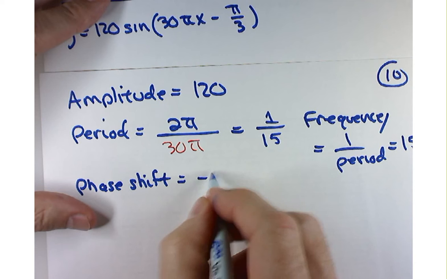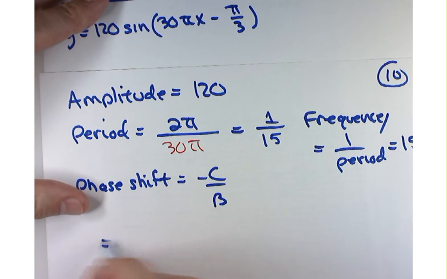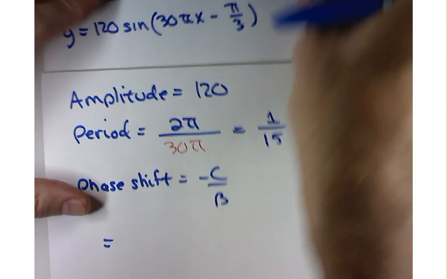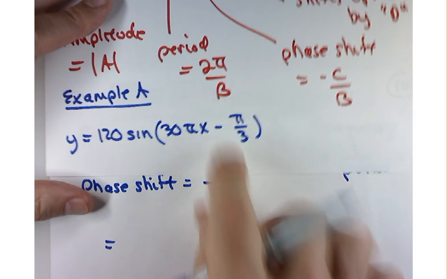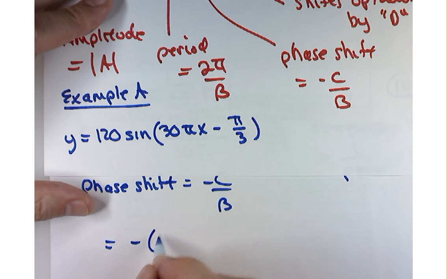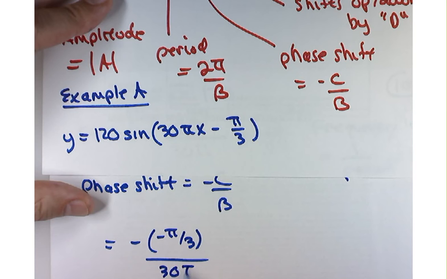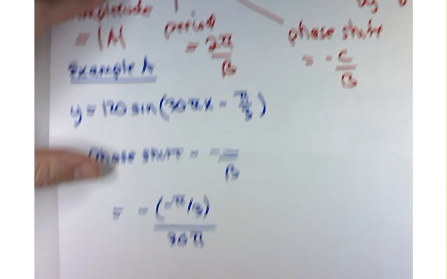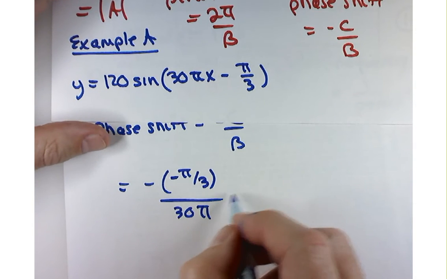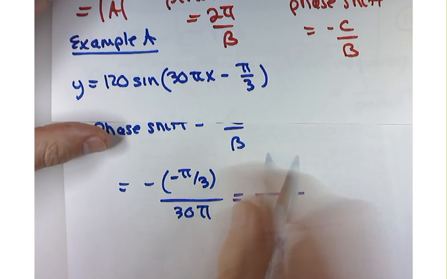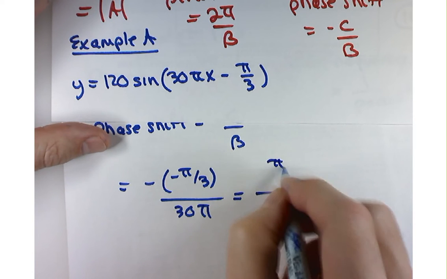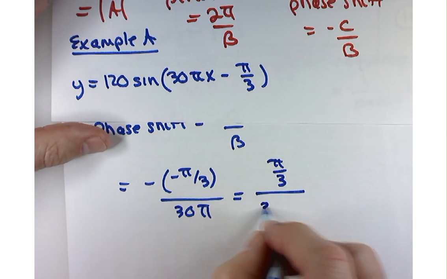So the phase shift is going to be negative c over b. Well, what's c for us in this case? C is going to be negative pi over 3. So I'm going to have a double negative that's going to cancel, divided by b, which is 30 pi. Yep, 30 pi. Let's get rid of the double negatives. Those cancel. That leaves me with pi over 3 divided by 30 pi.